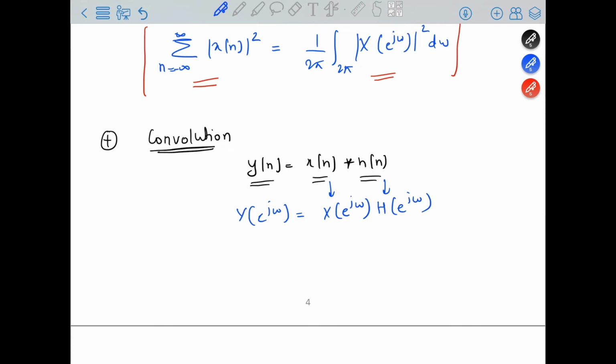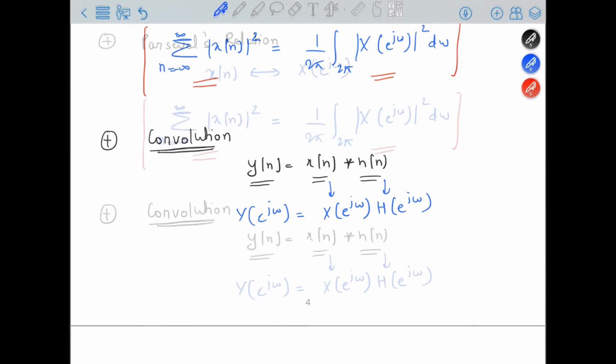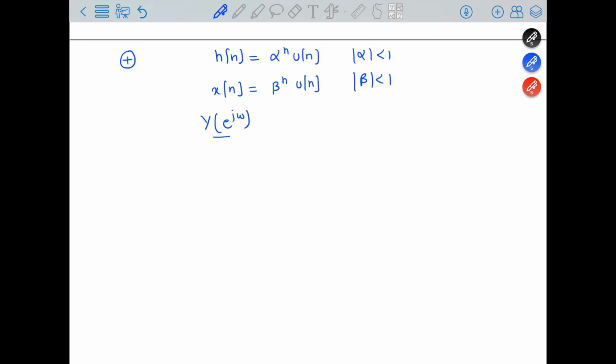So now we'll see some numericals related to these properties. Suppose we have a system in which the impulse response h[n] is given by α^n u[n], where |α| is less than 1, and the input to that system is represented by x[n], which is β^n u[n], and again |β| is less than 1, and we are interested in getting the Fourier transform of the output, which is represented as Y(e^{jω}).